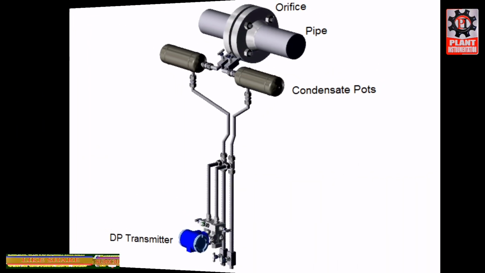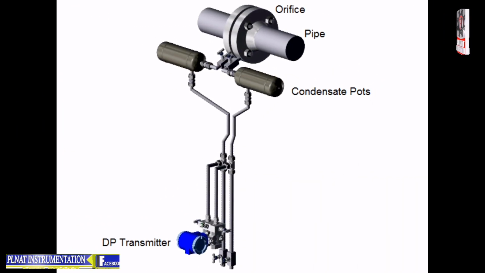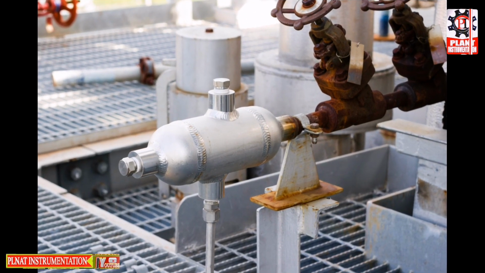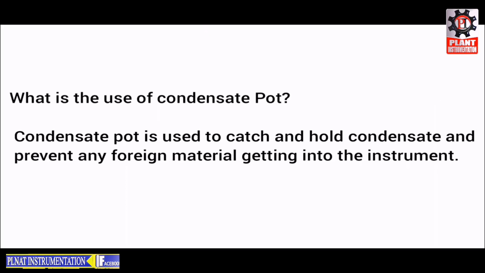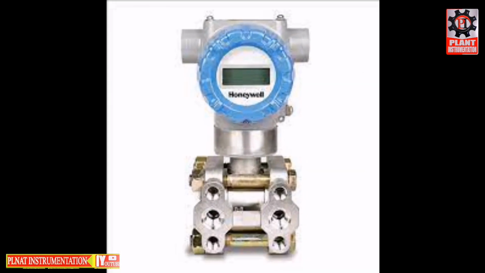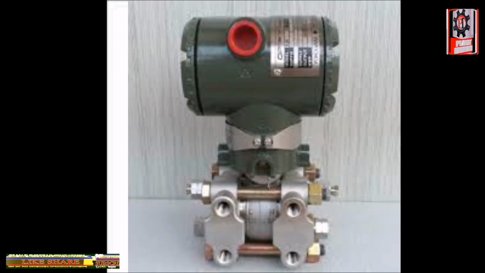What is the use of condensate pot? Condensate pot is used to catch and hold condensate and prevent any foreign material from getting into the instrument. Main providers of DP flow transmitters: Honeywell, Yokogawa, Rosemount.